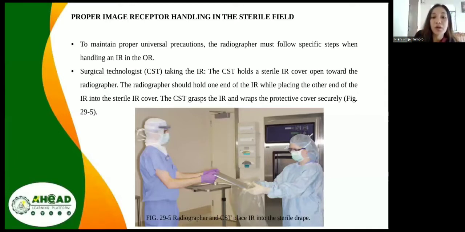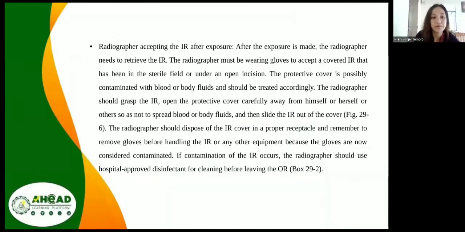The radiographer should hold one end of the IR while placing the other end of the IR into the sterile IR cover. The CST grabs the IR and wraps the protective cover securely. Figure 29-5: Radiographer and CST place IR into the sterile drape. Radiographer accepting the IR after exposure.